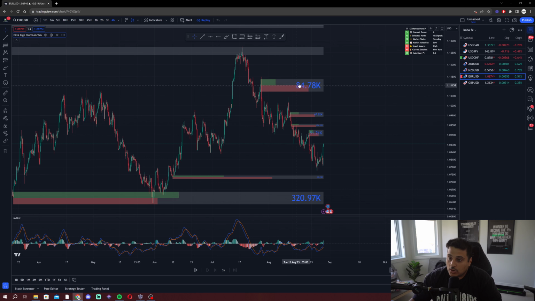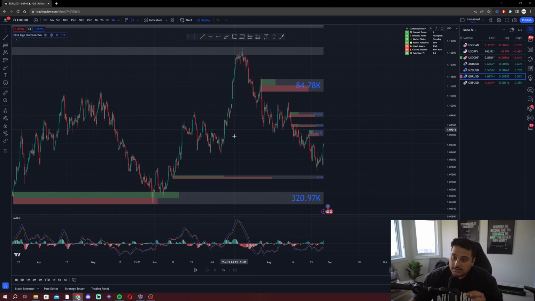So for example, over here, we can see that there's a lot more sellers than buyers because there is a huge red bar versus a small green bar. And same thing over here and over here. And then we can see that even over here in this area, there's still more sellers until we get to this area over here where the buyers are finally a little bit stronger than the sellers.